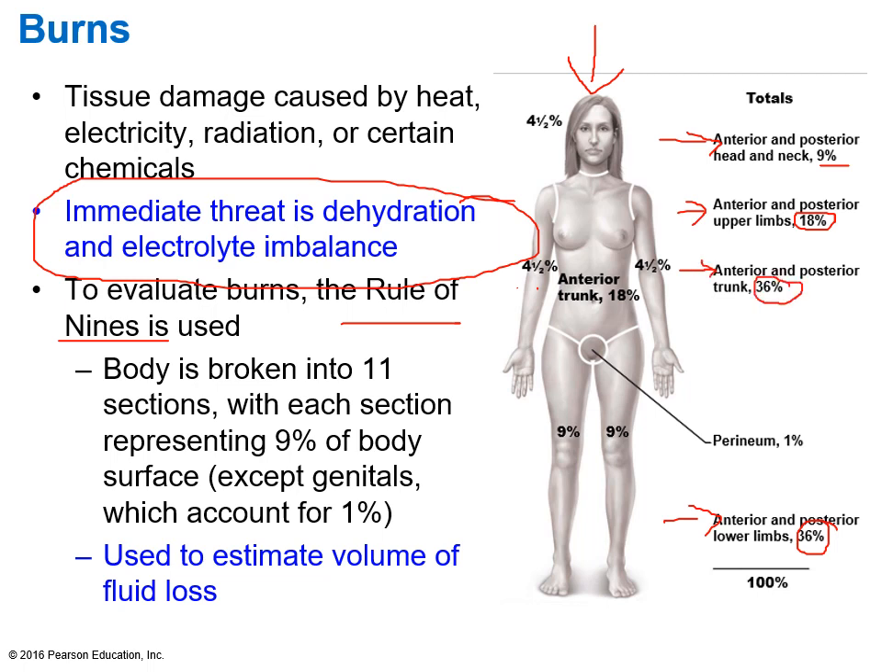I feel like I butchered those numbers. My sincere apology for that. In fact, let me erase my little markings so you could take a look at it. But basically, what the rule of 9 does is it takes a look at different areas of the body and it divides it then into sections that represent 9% of the body surface.